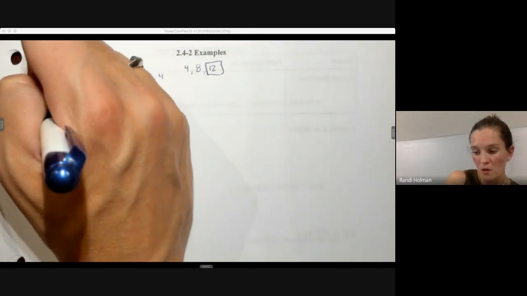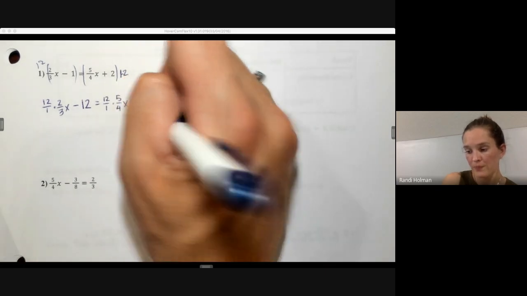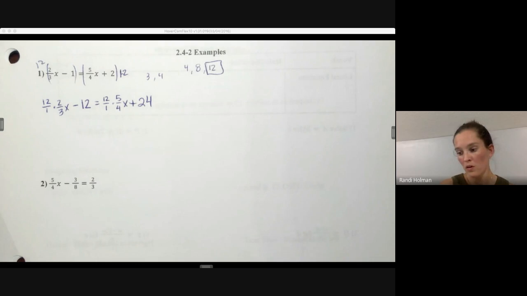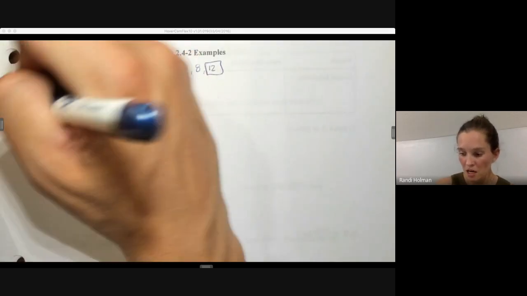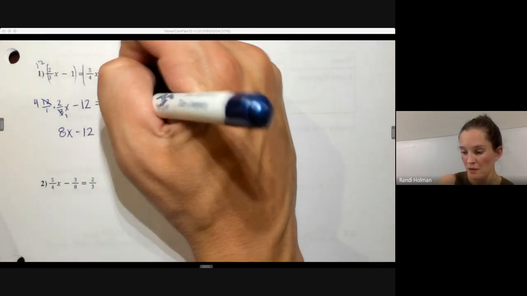So we're going to multiply both sides by 12. And again, make sure that we're distributing. So we're doing 12 over 1 times 2 over 3x minus 12 times 1 is 12. 12 over 1 times 5 over 4x plus 2 times 12 is 24. The whole reason we did this is because 12 is divisible by 3. We get 4. 4 times 2 is 8x minus 12. 12 is divisible by 4. We get 3. 3 times 5 is 15.